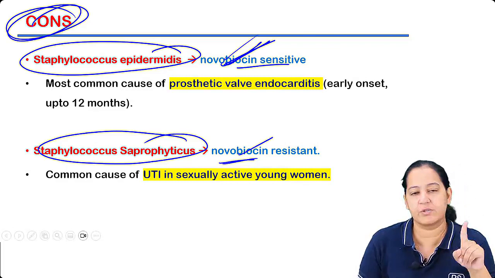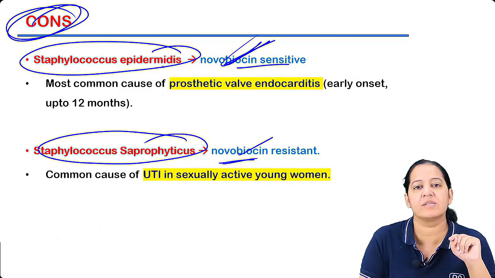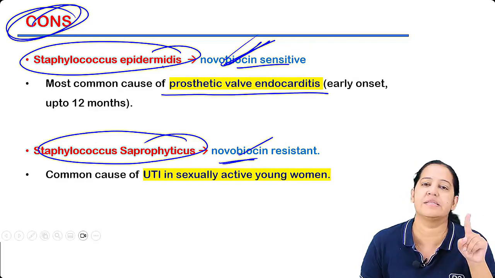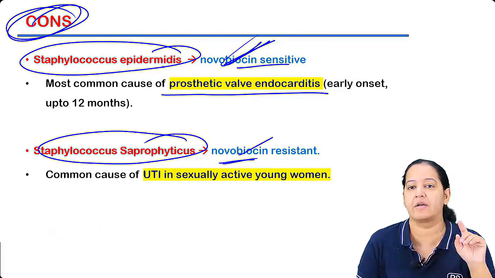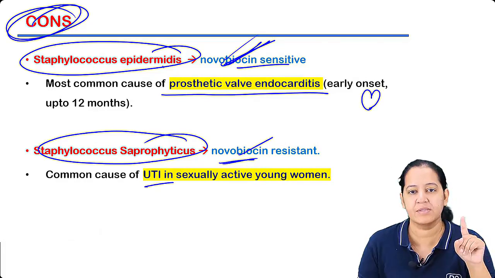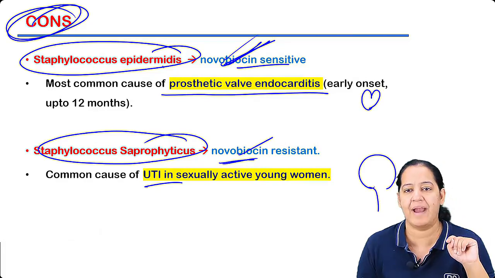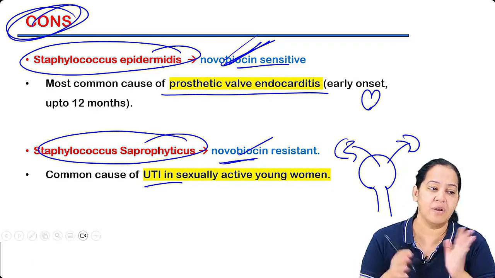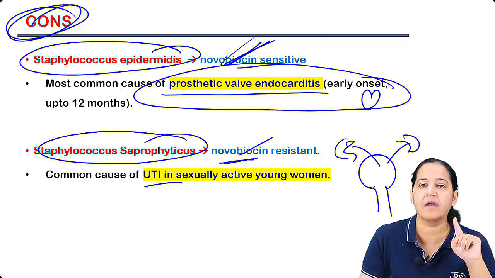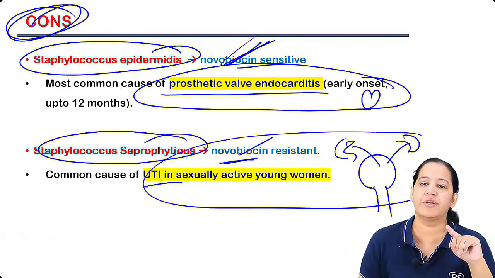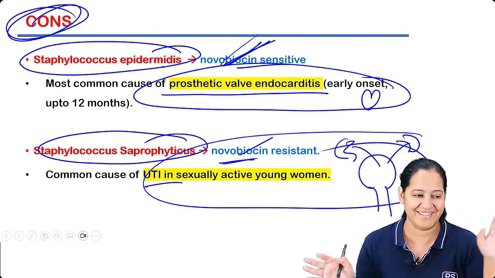Learn one disease caused by them. Staph epidermidis causes prosthetic valve endocarditis, the name of the disease. Prosthetic valve endocarditis in the heart. So the heart is involved. And this one causes UTI, so here the urinary bladder and the urinary system. UTI in sexually active females. So learn the organ. It is causing a disease in the heart, endocarditis. This one causes UTI in sexually active females. We are done with the chapter.